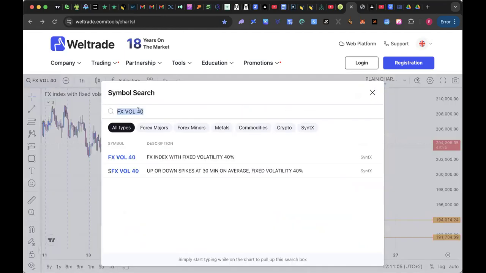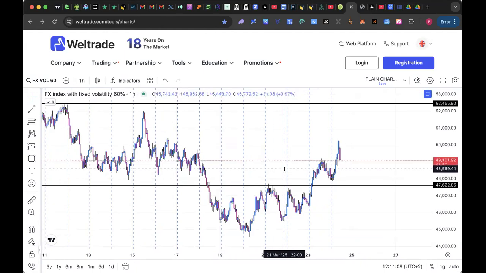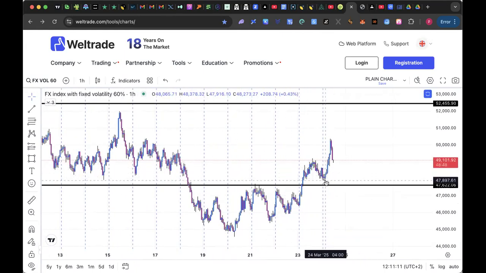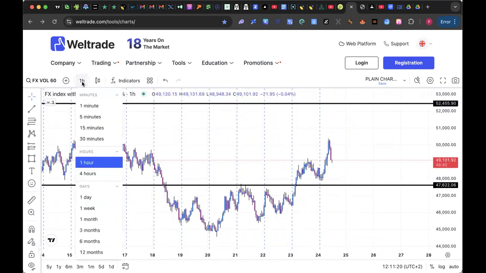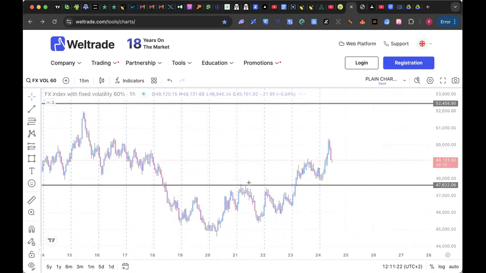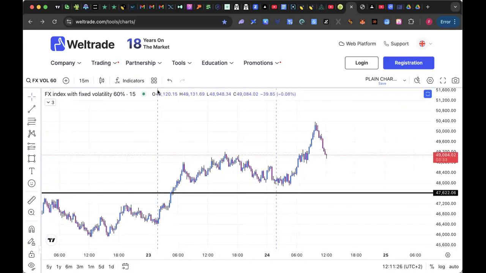Right, so let's look at 60. All right, so 60 have close an upturn. I think this is a major pullback, so it should be going up. So let's look at 10 minutes, 5 minutes.